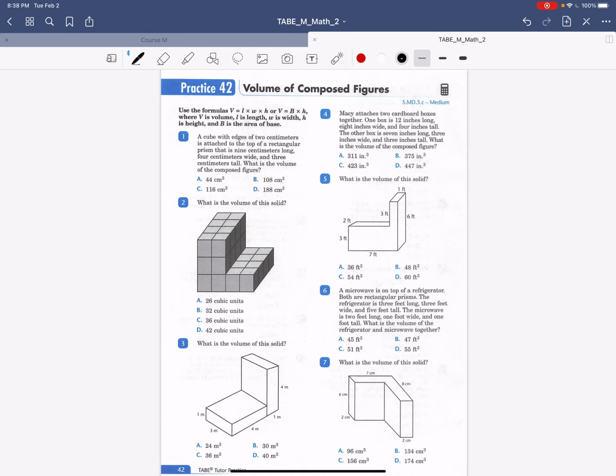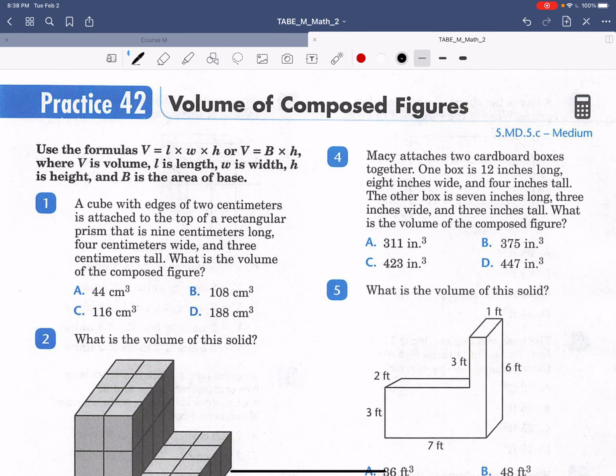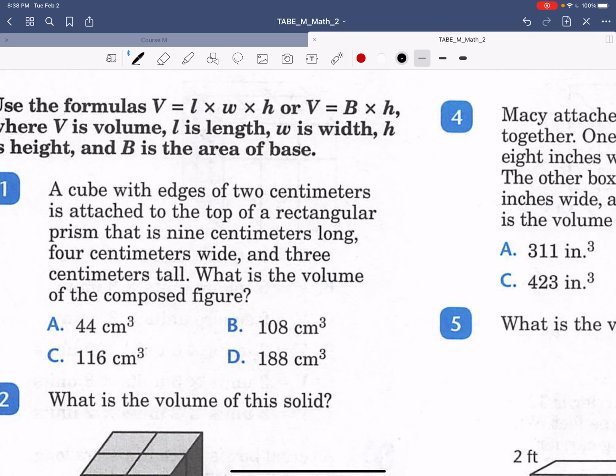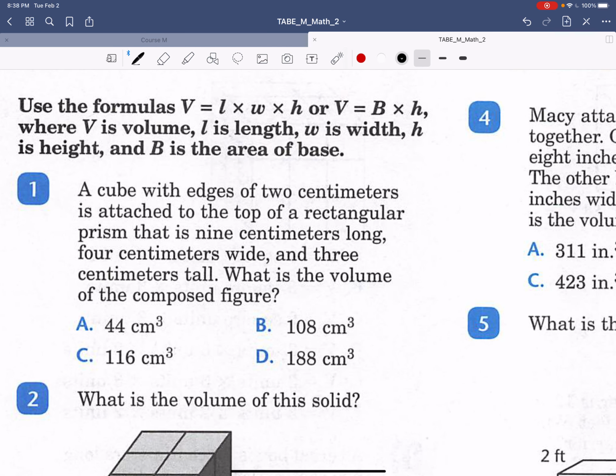And let's look at this first problem. It tells me to use the formulas that we've been using. Same thing we did in the last lesson, so we know those are available. And then here's number 1. It says a cube with edges of 2 centimeters is attached to the top of a rectangular prism that is 9 centimeters long, 4 centimeters wide, and 3 centimeters tall. What is the volume of the composed figure?